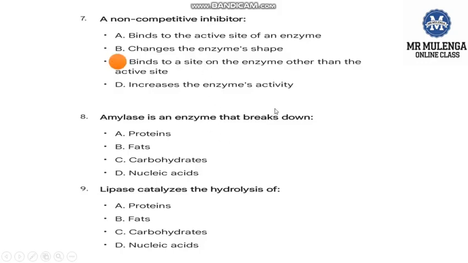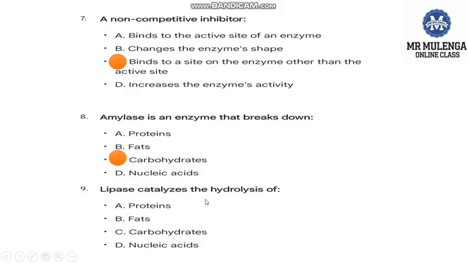So we come to question 8. Question 8 reads, amylase is an enzyme that breaks down dash. A. Proteins, B. Fats, C. Carbohydrates, D. Nucleic acids. So amylase is an enzyme that primarily breaks down carbohydrates, specifically starch. Okay, so the correct answer here is C. So we now move on to our question 9.